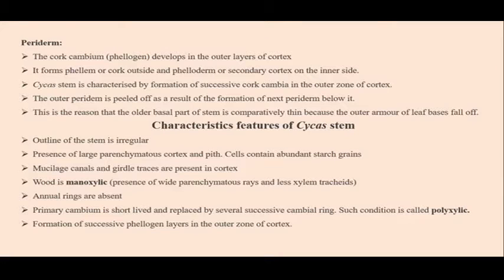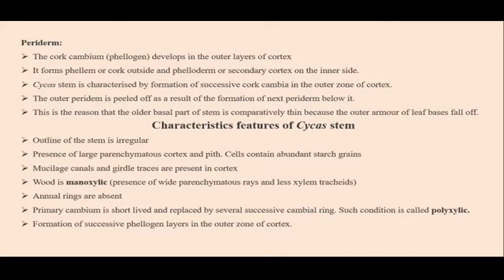Next is the formation of periderm. As in the case of roots, we have seen that cork cambium develops. Here also this cork cambium or the phellogen develops in the outer layers of cortex. This cork cambium forms phellem or cork outside and phelloderm or secondary cortex on the inner side.